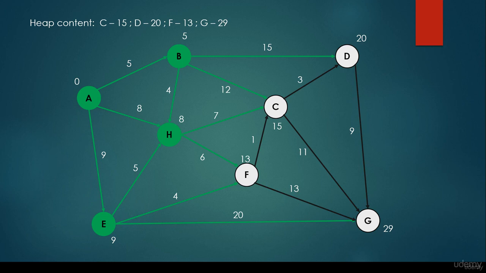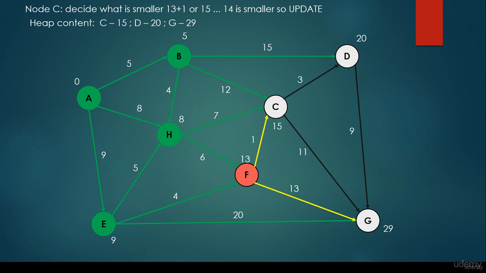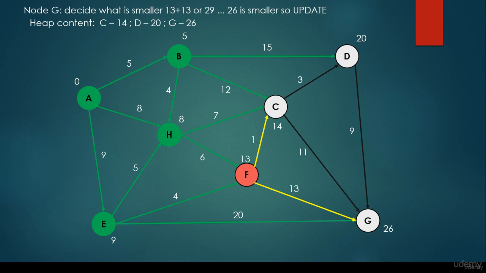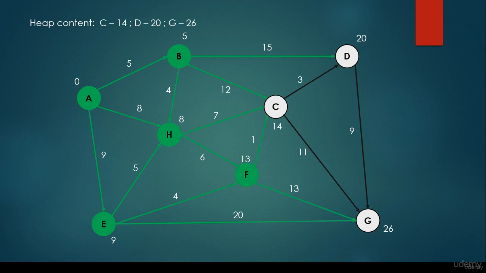Of course we have to pick the smallest one. We can do it with the help of a heap. It's very important that the heap data structure is very good for these kinds of problems. And we have to visit all of its neighbors. We have to decide whether 13 plus 1 is smaller or 15. Of course 14 is smaller, so we have to update the min distance of C and we have to update the predecessors. We have to visit the G, so we have to decide whether 26 or 29 is smaller. Of course 26, so we update the min distance for node G. And it's done. Then in the heap we have the D, the C and the node G.